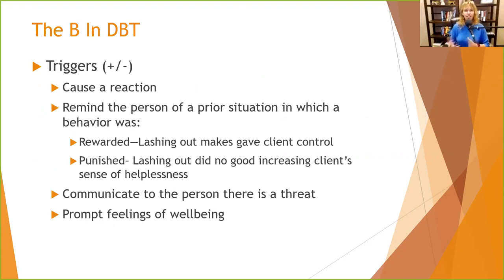Remembering that triggers, positive and negative triggers, cause a reaction. So remind the person of a prior situation in which a behavior was rewarded. For example, lashing out gave a client control. So in the future, when the client gets upset, they're going to be more likely to lash out. If when the client lashed out, it did no good, then the client will probably be less likely to lash out in the future. But we need to understand what caused the threat. We need to understand that it's important for the person to be able to communicate what is causing their threat.